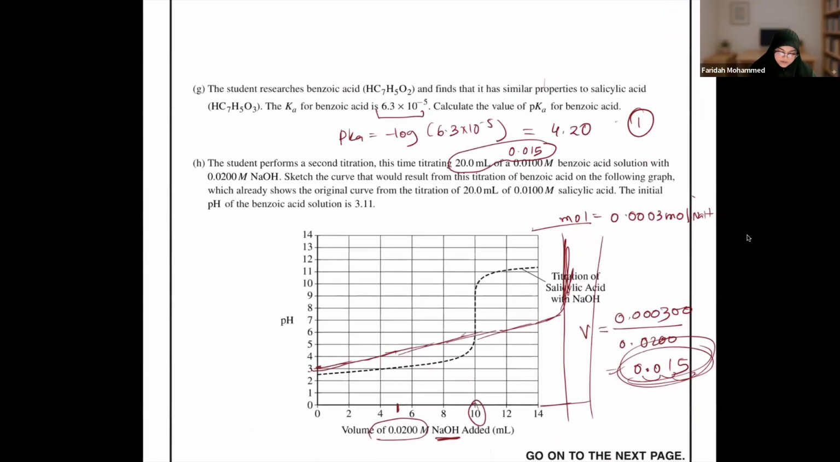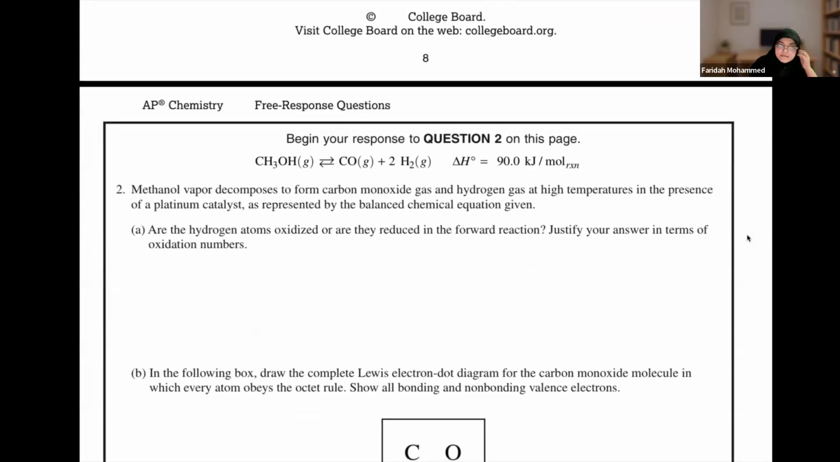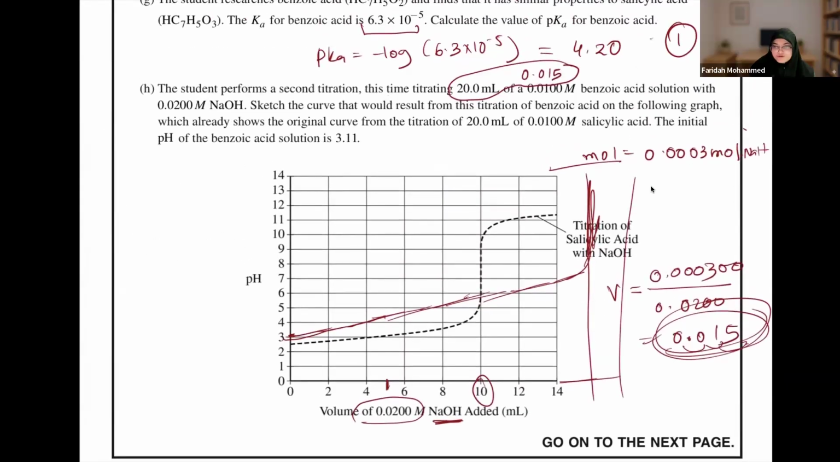Okay. Anyone got 10 out of 10? That's okay. Wait, how many points was the last one, part H? Oh, it's 2 points, right? 1 point was for your starting point and half equivalence point. The second point is for the equivalence line at that volume.